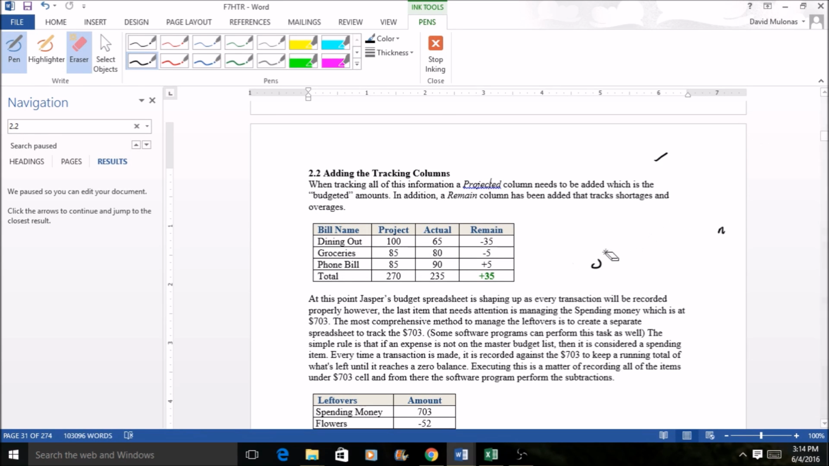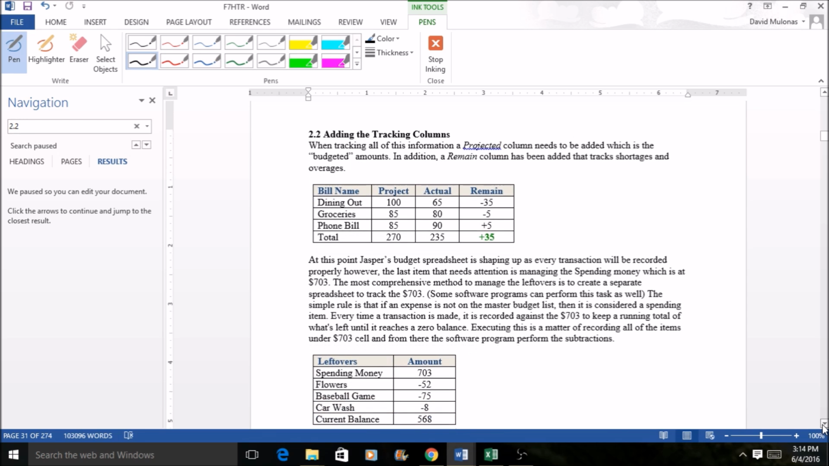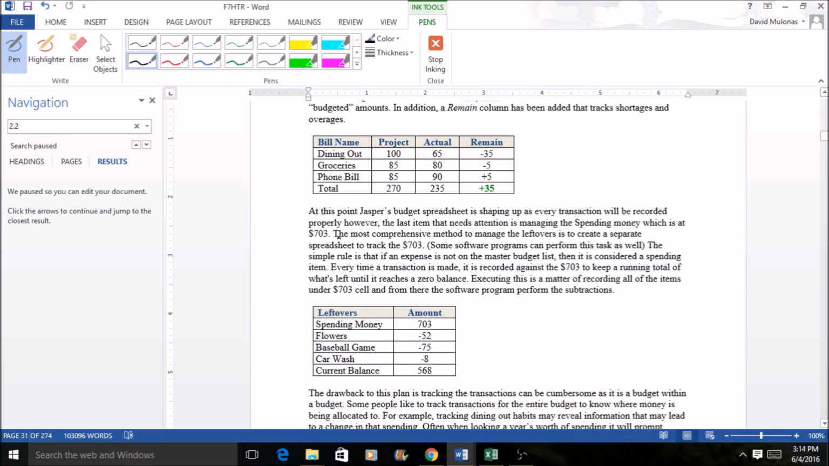Okay, so the other thing we want to talk about is spending money. We call them leftovers, whatever you want to use them as. That's a term we use loosely in the squad, but the whole point is that money is there for you, or Jasper in this case, to use any way that he wants. What it is saying is that after all the expenses are accounted for, there is, in this case, $703 left over to spend freely. So there's no bill that is marked against it.